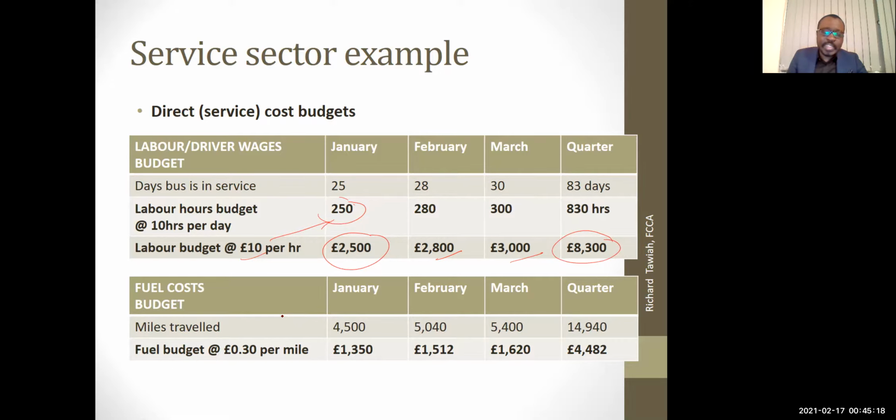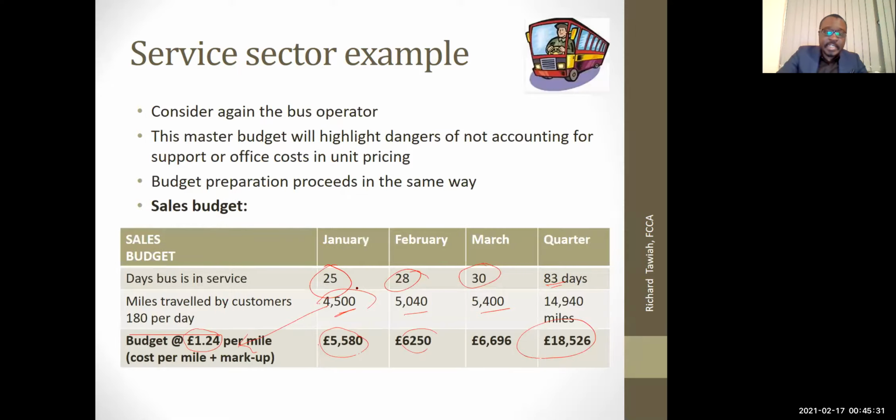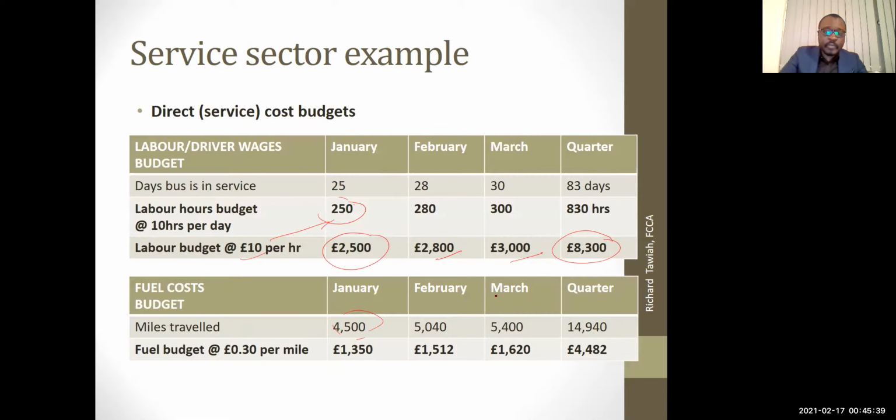Now the miles covered in terms of operational cost: we had fuel, we had garage, we had others. Let's take them one after the other. The miles we covered were 4,500, and it doesn't change. For the other months it's 4,500, 5,040, and 5,400. If the fuel cost is 0.30 per mile, we just multiply it and we get these answers. At the end of the day, we get 4,482 as the fuel cost for operations.